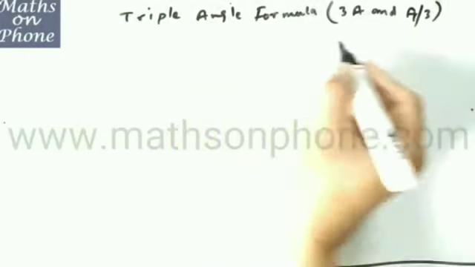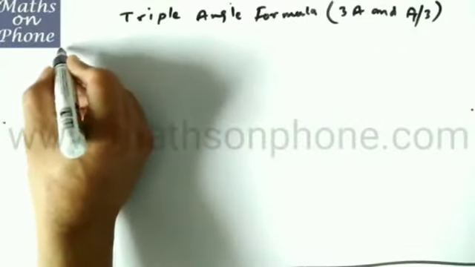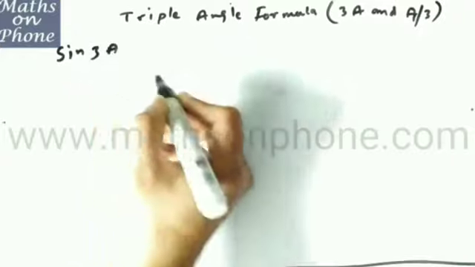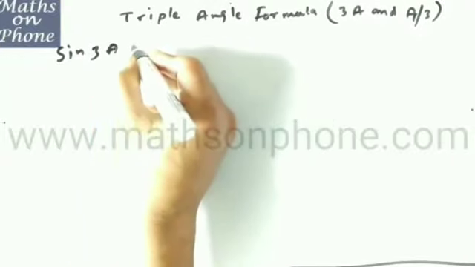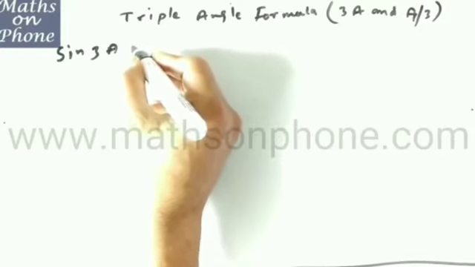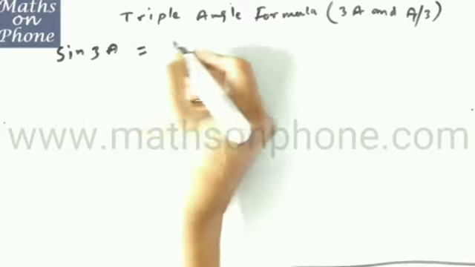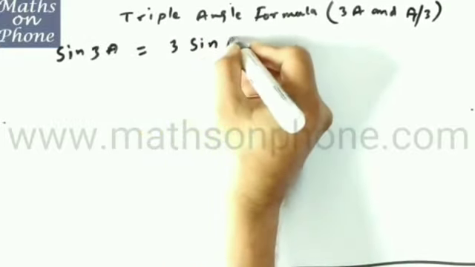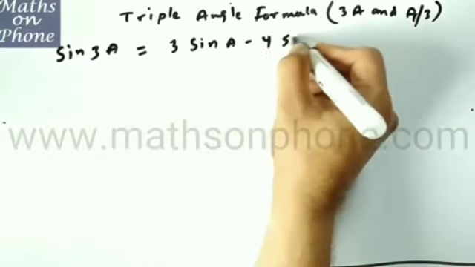Now we will see the triple angle formula, that is sine 3a, cos 3a, tan 3a. You can easily derive this. You can just write sine 3a as sine of a plus 2a. Then you can apply the compound angle formula, that is sine a cos b plus cos a sine b. Like that, you can easily find it. I am just writing the result here. This is 3 sine a minus 4 sine cube a.